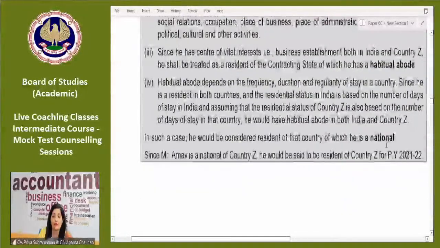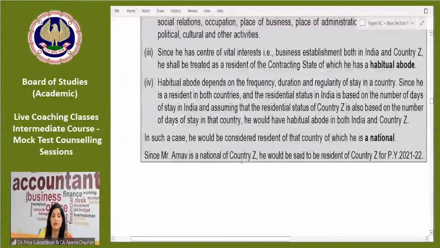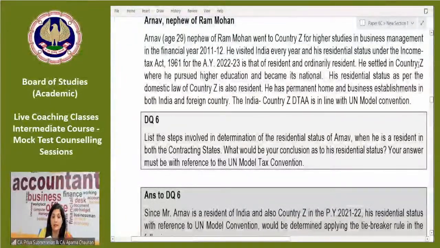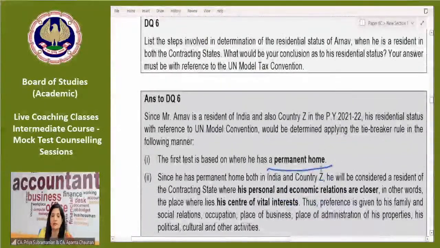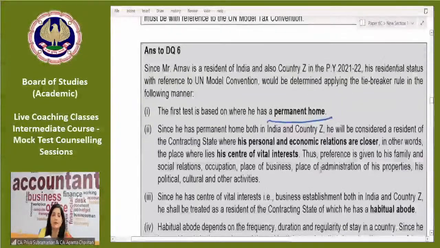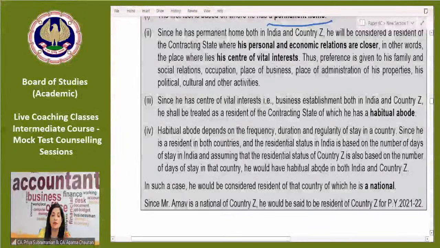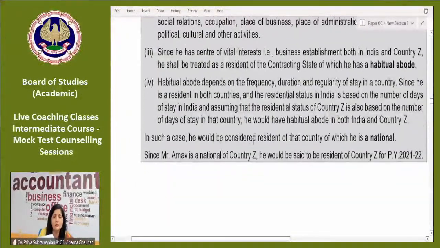We have to move to the last condition. What is that condition? Nationality. He settled in country Z and became a national of country Z. Then this test, nationality, would determine his residential status, for which country he would be said to be resident. In that case, since he became a national of country Z, Mr. Arnav would be said to be resident of country Z for the previous year 21-22.